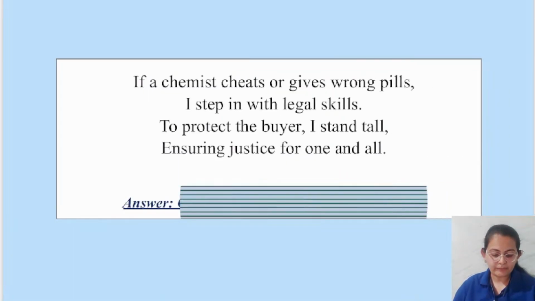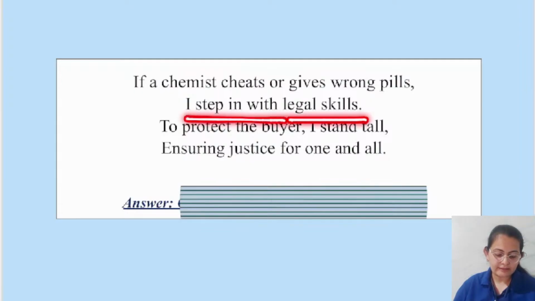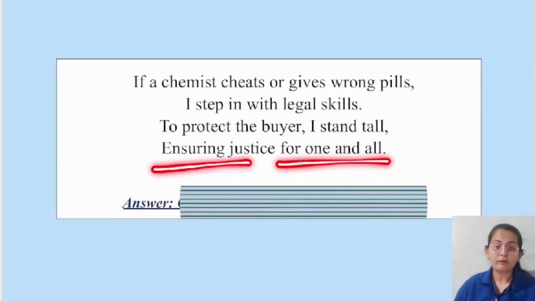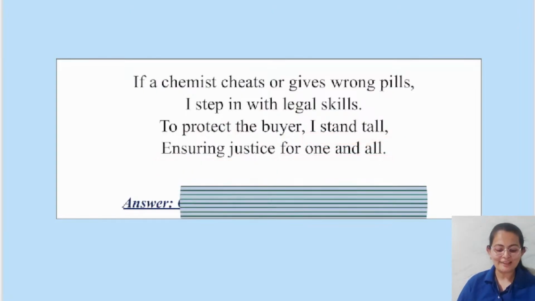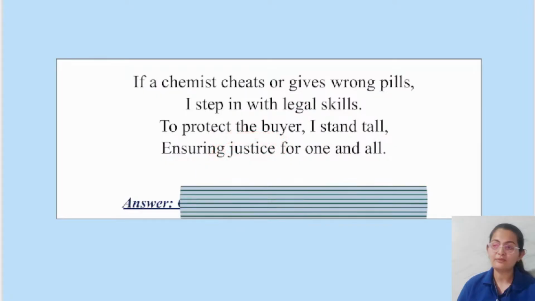Next act, can you tell me? If a chemist cheats or gives wrong pills, I step in with legal skills. To protect the buyer, I stand tall, ensuring justice for one and all. Can you tell me, if a chemist cheats and gives a wrong pill, I step in with legal skill. To protect the buyer, I stand tall, ensuring justice for one and all.